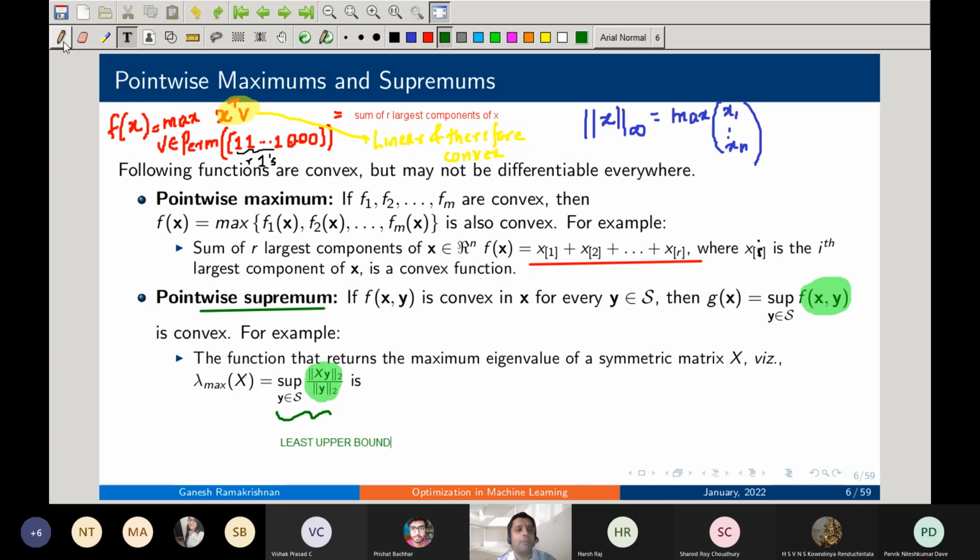If you just go by the pointwise supremum definition, and by the fact that f(x,y) is convex, then g(x) is convex. You just need to verify that the 2 norm of xy divided by norm y, for a given y, is convex. This is convex because this expression, the 2 norm divided by norm y for a given y, is convex. So the entire expression is convex, and this corresponds to your f(x).